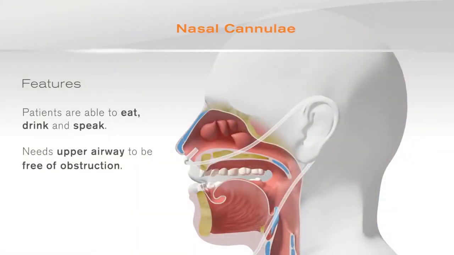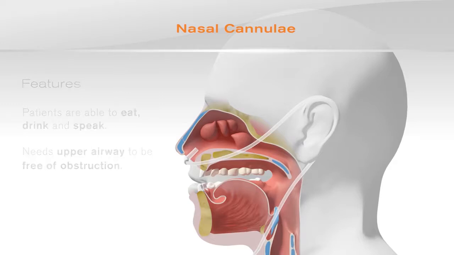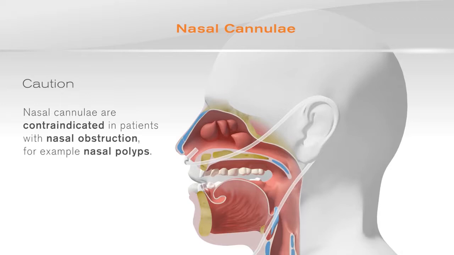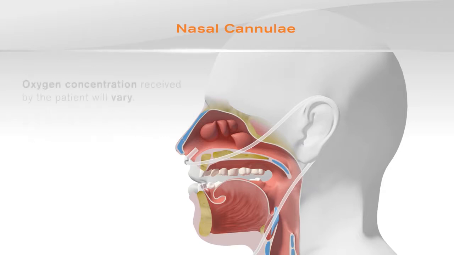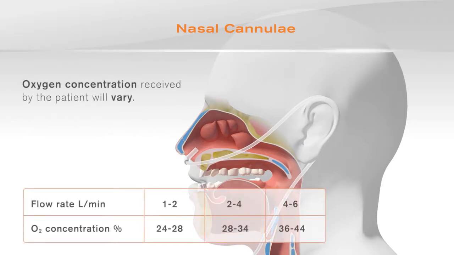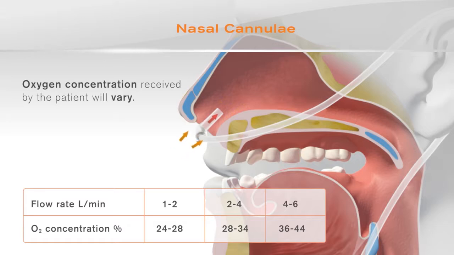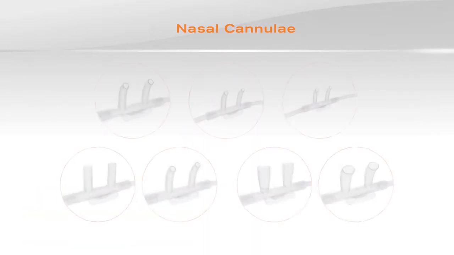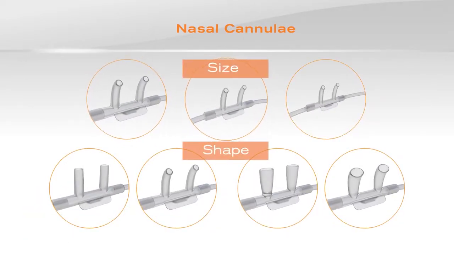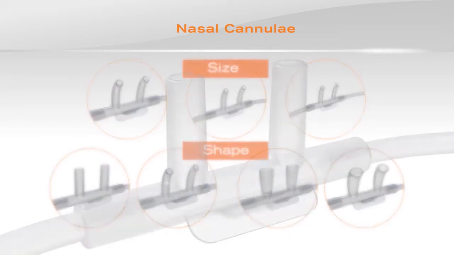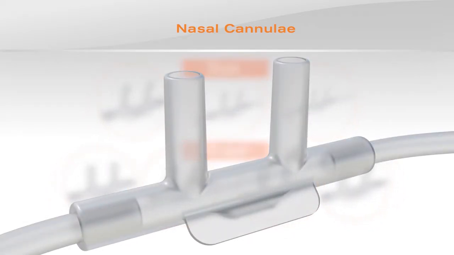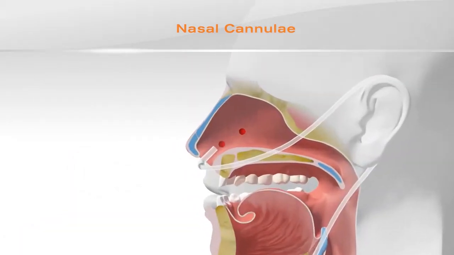However, the use of a nasal cannula requires the upper airway to be free of obstruction. Nasal cannulae are contraindicated in patients with nasal obstruction, for example, nasal polyps. The concentration of oxygen received by the patient will vary, as previously mentioned. However, oxygen flows of 1 to 6 litres per minute will deliver up to 44% of oxygen to most adult patients. There are various sizes available for adults, paediatrics and neonates, and a variety of prong shapes are also available to suit varying circumstances. Straight prongs are the original design, and these are still the most frequently used in hospitals.